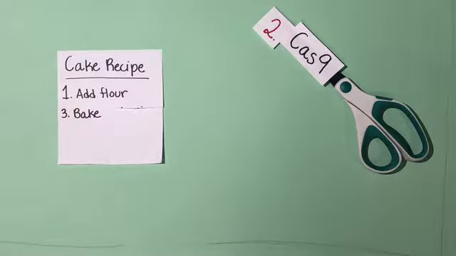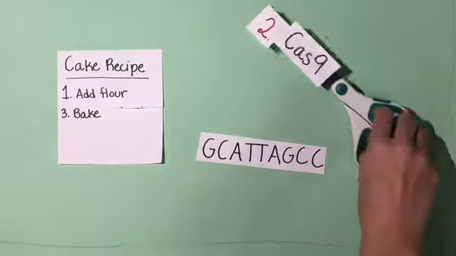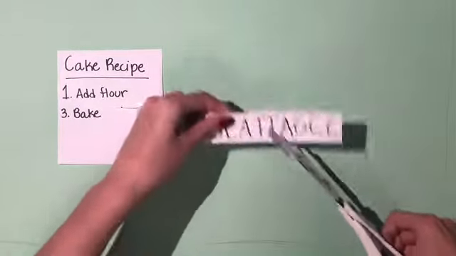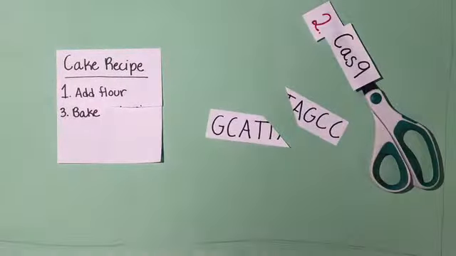This is similar to a gene knockout, in which the molecular scissors, or Cas9, makes a cut in the gene, and it now is unusable.